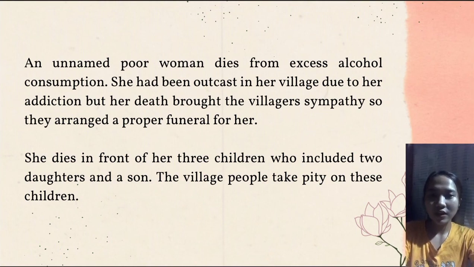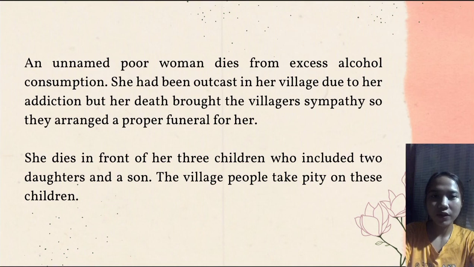So, the story started when an unnamed poor woman dies from excess alcohol consumption. She had been outcast in her village due to her addiction, but her death brought the villagers sympathy, so they arranged a proper funeral for her. She dies in front of her 3 children, who included 2 daughters and a son. The village people take pity on these children. So, on seeing their mother dying before their eyes, the 3 children named John, Kate, and Maggie were utterly frightened. Despite the hatred, anger, and denunciation, the villagers took pity on her.